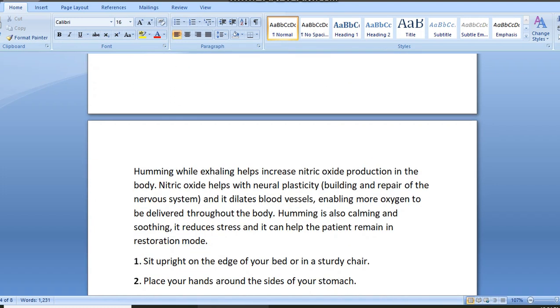Humming. Humming while exhaling helps increase nitric oxide production in the body. Nitric oxide helps with neural plasticity. Building and repair of the nervous system is called neuroplasticity.